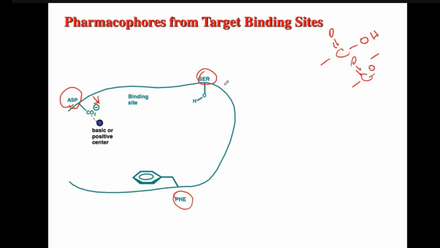And these are the pharmacophore features which are needed in the ligand molecule to complement the pharmacophore features of the target binding site. Since here we have a hydrogen bond donor and acceptor, here we need a donor or acceptor. Here we need an aromatic center for making aromatic interaction. Here we have a basic or positive center because the binding pocket pharmacophore feature has some negative charge, aspartate, right?